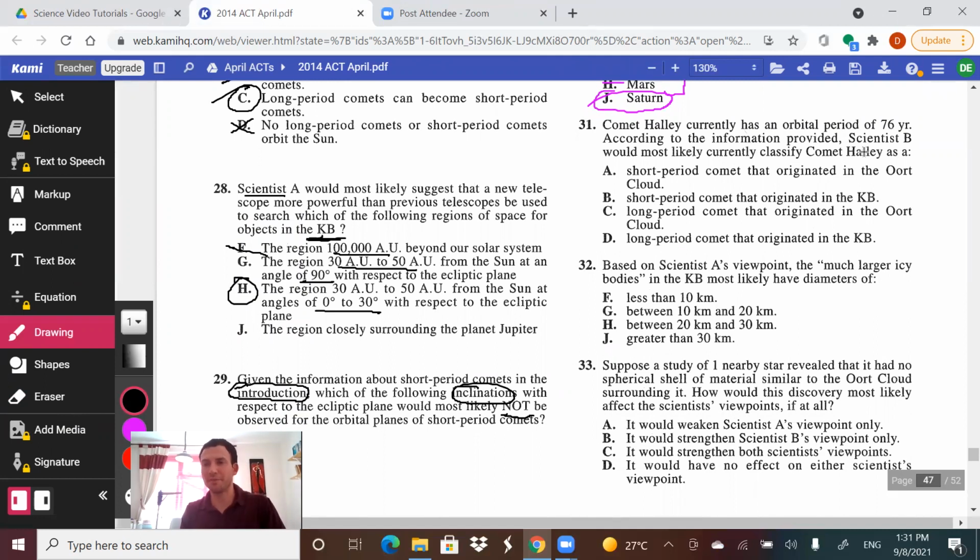According to the information provided, scientist B would most likely classify Comet Halley as, well, we know 76 years is less than the orbital period of 200 years, so it's going to be a short period one. So we can get rid of C and D. So a short period comet that originated in the Oort cloud. Well, yeah, that's what scientist B says. He says that all short period comets were originally long period comets in the Oort cloud. He does not, or she does not, believe in the KB.